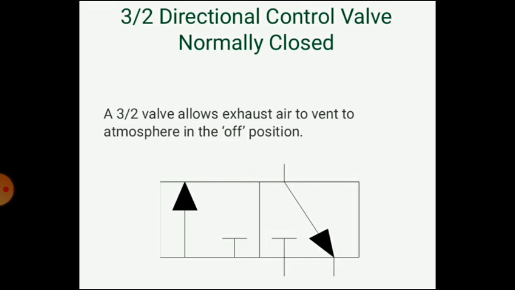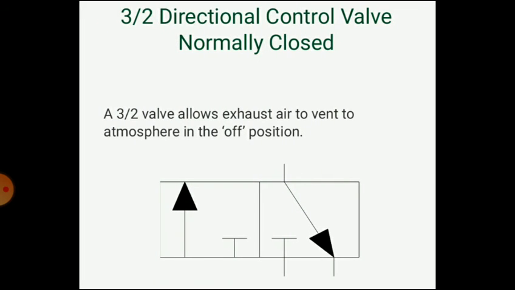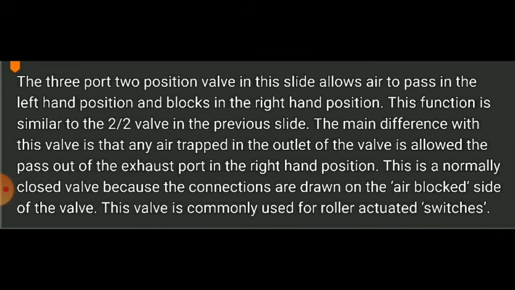A 3 by 2 valve allows exhaust air to vent to atmosphere in the off position. So you can see the second block. 2 is connected to 3, meaning it is connected to exhaust, and this is the off position. When it is activated, it will activate the first block, and 1 is connected to 2 and exhaust is closed. The 3 port 2 position valve in this slide allows air to pass in the left hand position and blocks in the right hand position.